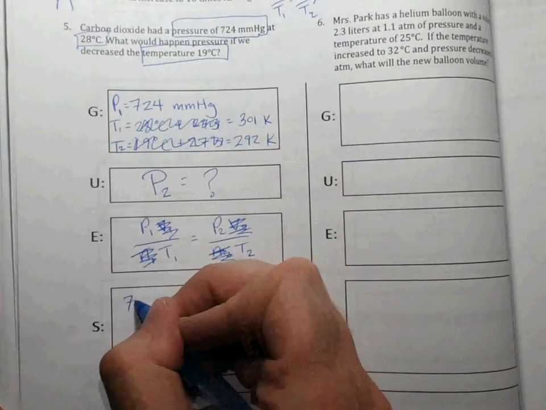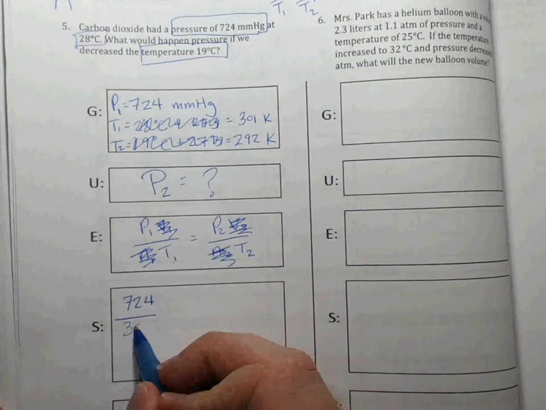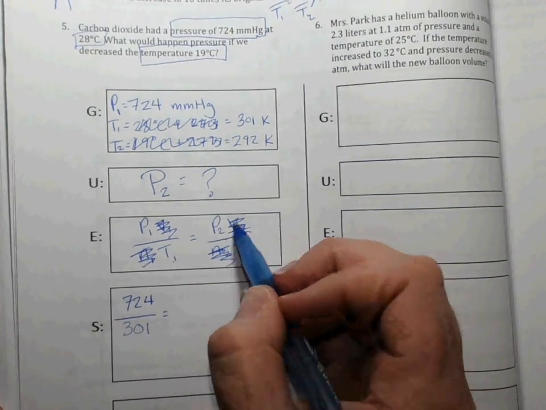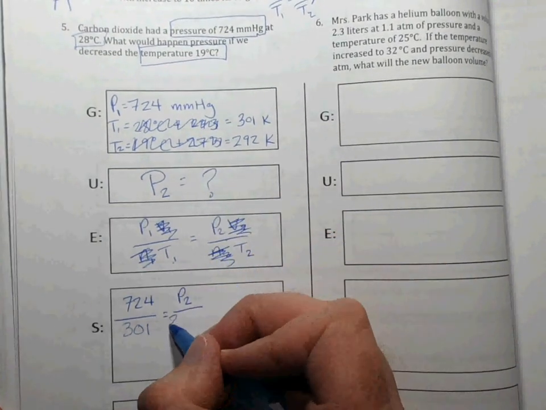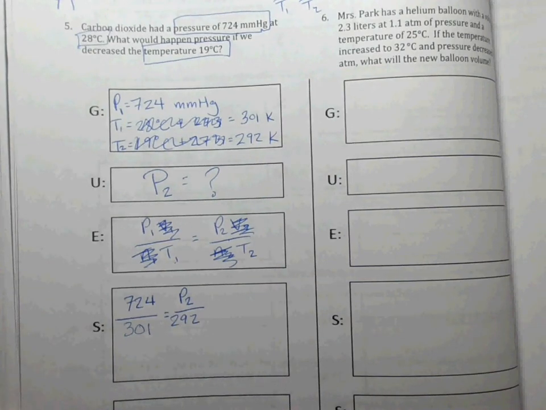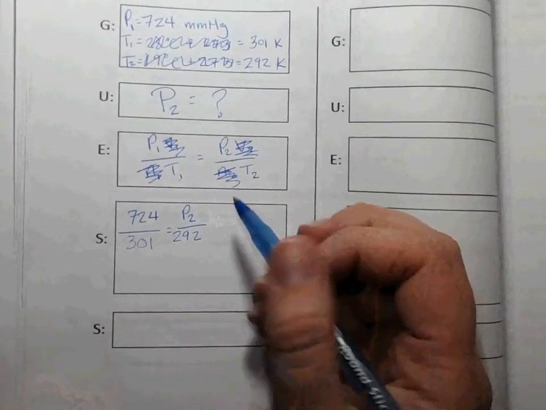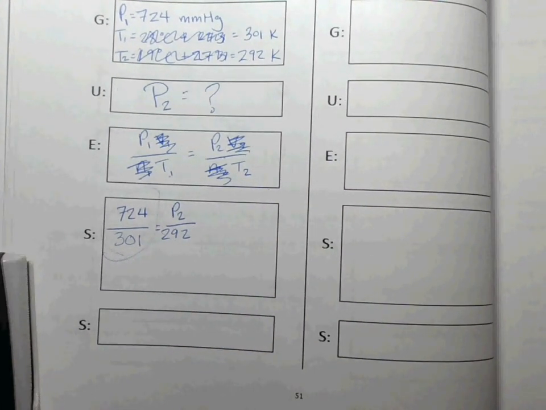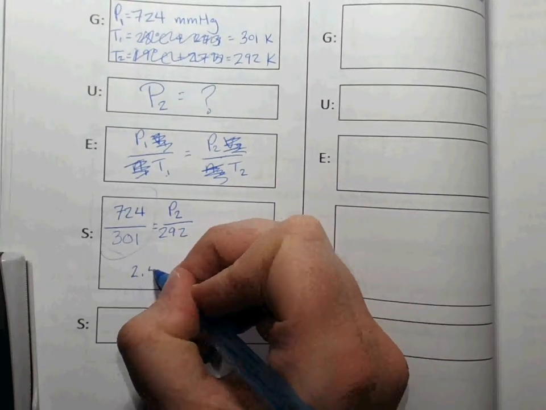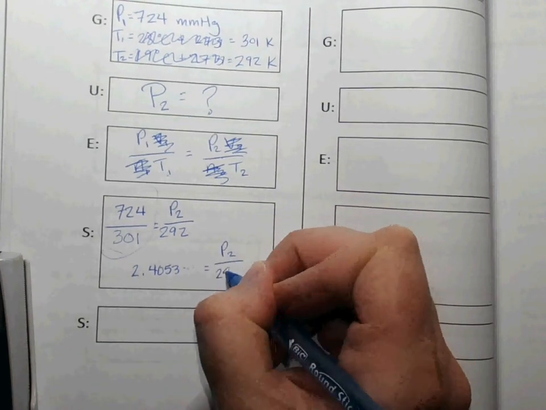P1 is 724 over T1, that's our 301 Kelvin, equals P2, we don't know, over T2 was 292. As always, if you are comfortable with the butterfly method or cross multiplying, you are welcome to do that. I usually just simplify the fraction I see here, 724 over 301. That will get me 2.4053 blah blah blah equals P2 over 292.